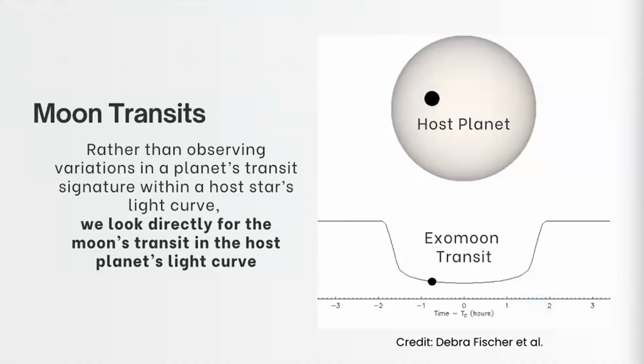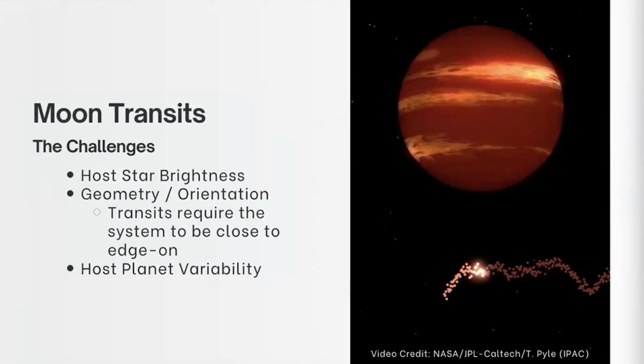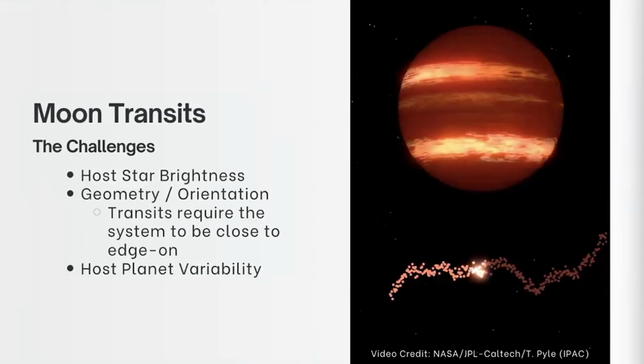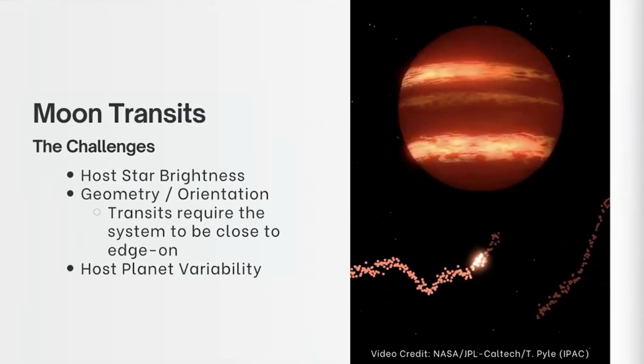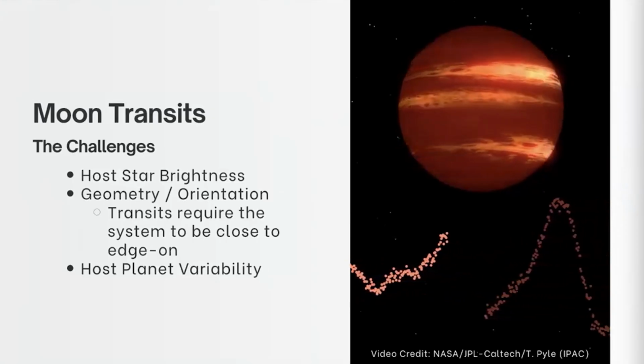So as Andrew previously introduced, the approach that we take is to search for the signal that's caused by the moon in the planet's light curve. So directly for the moon's transit in the planet's light curve, which is a little bit different than if you think about TTVs or TTDs, for example. And so the challenges with this method, of course, being that a bright host star that's nearby could easily drown out an exomoon signal like that.